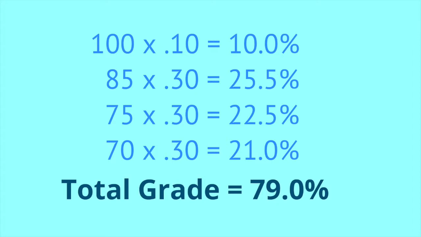And here's what you get for each section. Attendance is 10%. Tests are 25.5%. Homework is 22.5%. And projects are 21%. So your total grade is a 79.